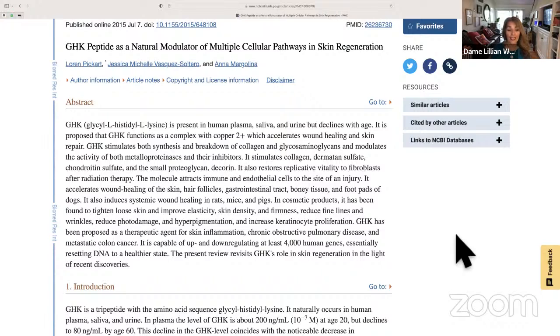Okay, GHK has been proposed as a therapeutic agent for skin inflammation, chronic obstructive pulmonary disease, also known as COPD, and metastatic colon cancer. It is capable of up and down regulating at least 4,000 genes, essentially resetting your DNA to a healthier state. The present review revisits GHK's role in skin regeneration in light of recent discoveries.